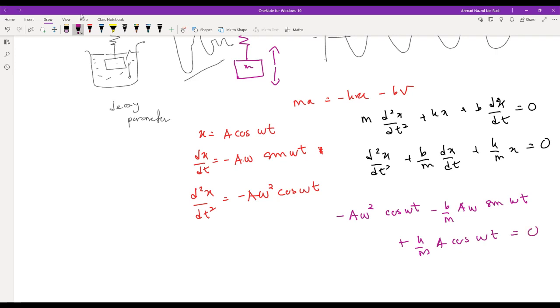So right now you have cos and sine, so it is very difficult to solve this equation compared to what we had for simple harmonic motion. In simple harmonic motion, we don't have this term, so automatically cos omega t and cos omega t can cancel out. That's why we need to use the complex function. For the complex function, you can check through the video on how to solve this.